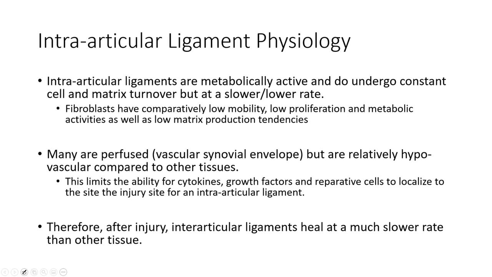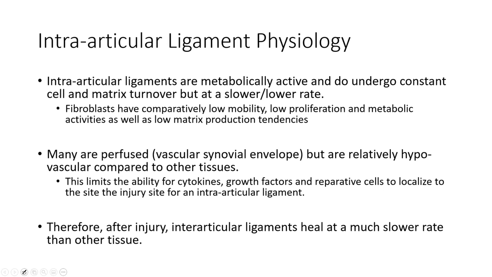There are paraligamentous vessels which penetrate the ligament transversely and anastomose with a longitudinal network of endoligamentous vessels. So deeper tissue is less vascular within intra-articular ligaments, but there is some blood supply. So intra-articular ligaments are metabolically active.